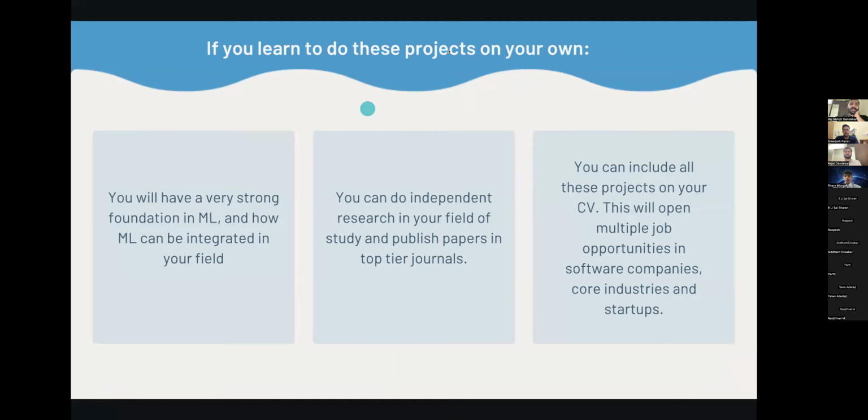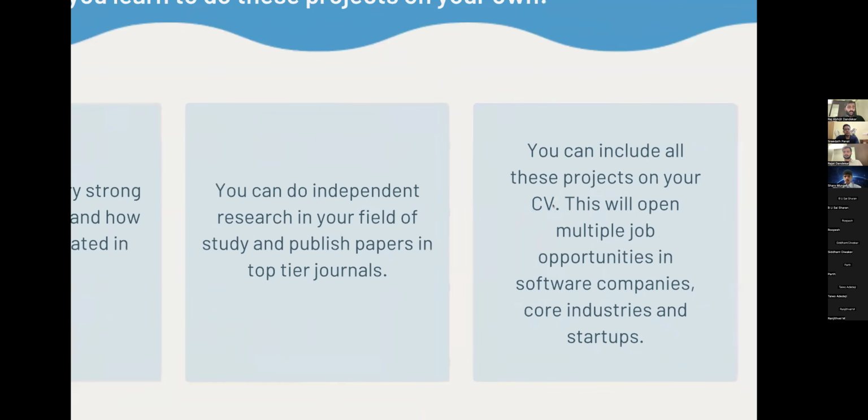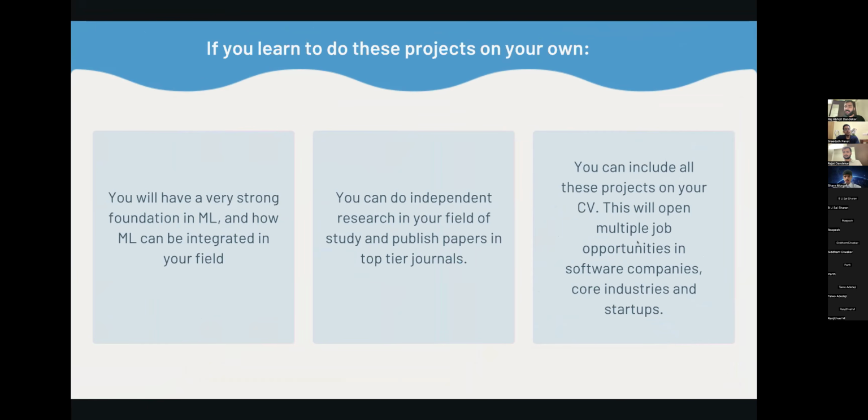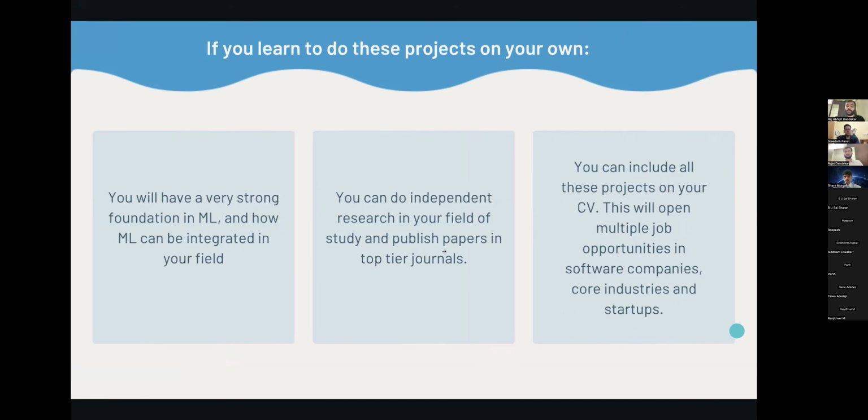So the main point is that if you learn to do these scientific machine learning projects on your own, you will have a very strong foundation in machine learning and you will have a firm knowledge of how machine learning can be integrated in your main field. That's number one. Number two is that you can do independent research in your field of study and publish papers in top tier journals. Once you have papers, then you can add these on your CV and they won't be toy projects anymore. They will actually be serious projects because job interviewers, admission committee members, they really respect research projects and research publications a lot, much more than toy projects.